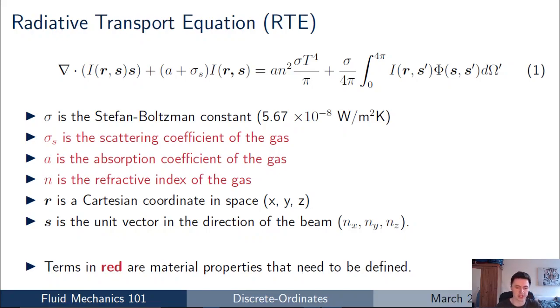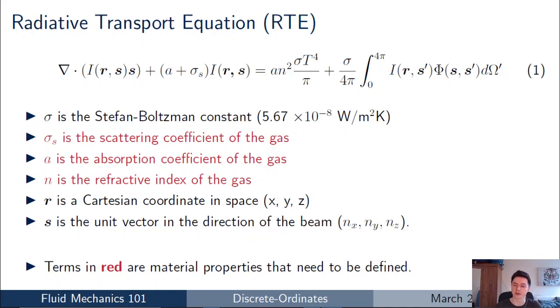But what I want to draw your attention to on this slide is that the terms I've highlighted in red there, that's sigma s, a, and n, these are material properties of the gas. And as with any CFD simulation, we always have to define material properties of our fluid or our gas before we solve the equations. So this is similar in a way to the dynamic viscosity, the thermal conductivity, the density, and the specific heat capacity. These three additional variables are new material properties that we need to define for our fluid before we can carry out the simulation. And we're used to dealing with material properties in CFD, so that is not a problem.